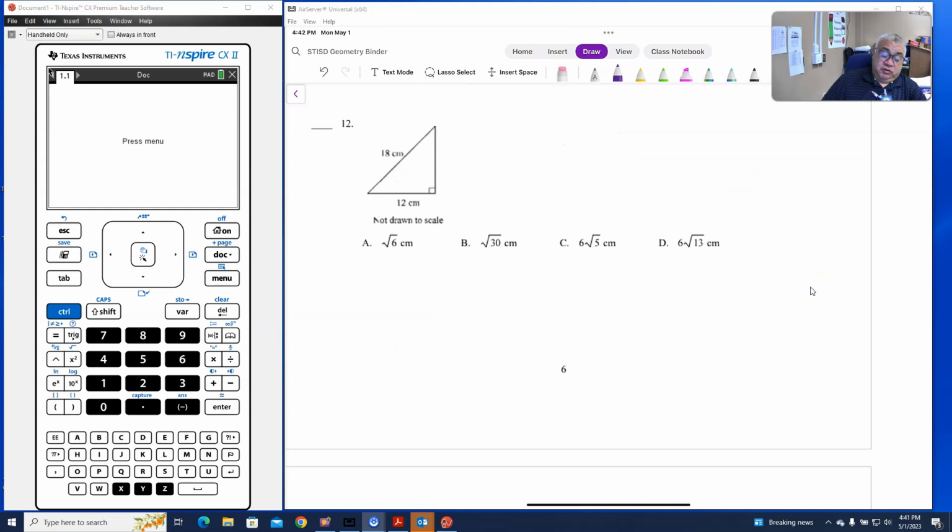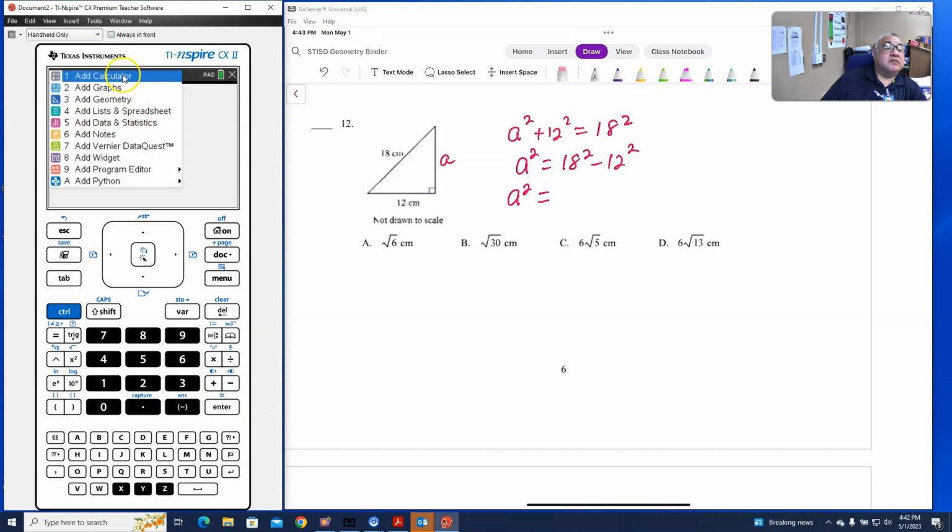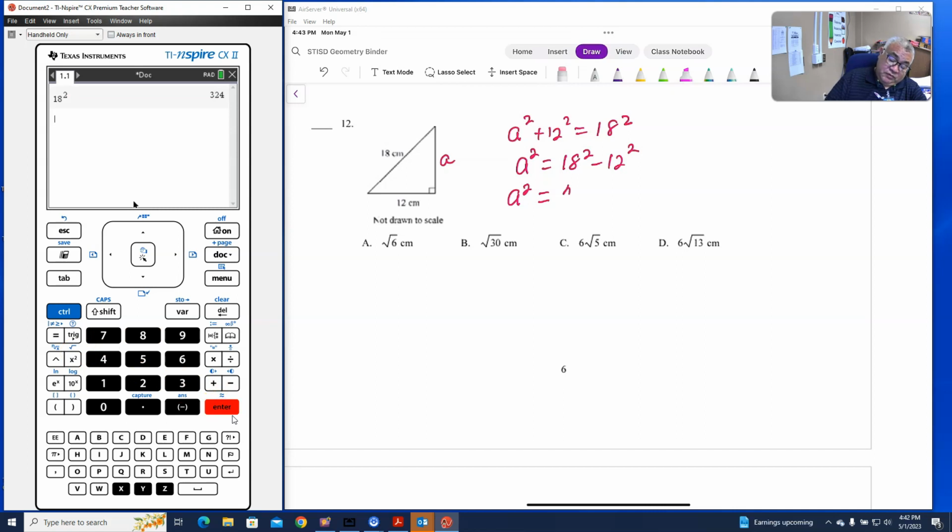Once again, we have a right triangle, so we're going to use the Pythagorean theorem. So this is A. So we have A squared plus 12 squared equals 18 squared. So A squared equals 18 squared minus 12 squared. 18 squared, which I don't know off the top of my head, is 324. So you have 324 minus 144.